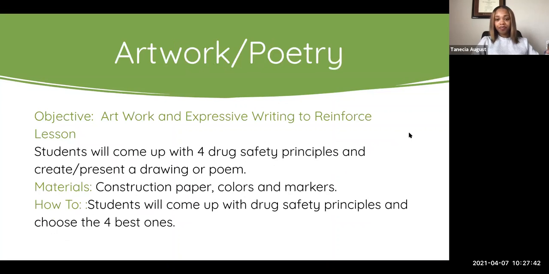The third activity will be about artwork and poetry. The objective is to take what we've learned from the day and use that in some type of artwork and expressive writing, like a picture or poetry. Like I said, we went through some examples of drug safety principles, but if the students want to create their own, they can, and they're going to present them in a drawing or a poem. All you will need is construction paper, colors and markers. At the end of this activity, once the students have presented their artwork as a group, everyone will come together to see what were the 4 best drug principles, and that will be the incentive to the end of that activity.